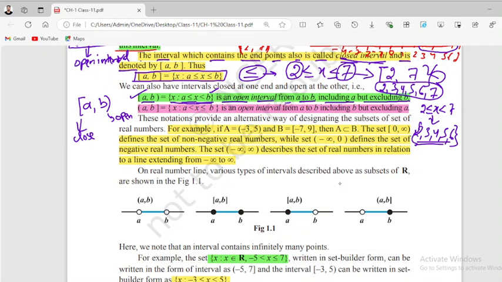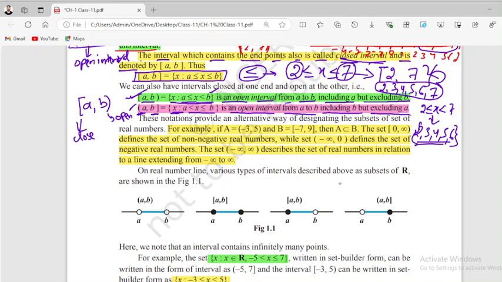Next, a is open and this end is closed. So we can represent this like that: x such that a < x ≤ b is a half-open interval from a to b, including b but excluding a. Here a is not included but b is included.